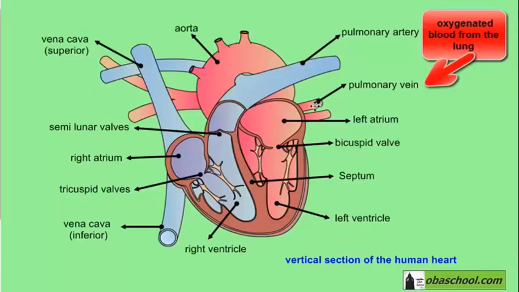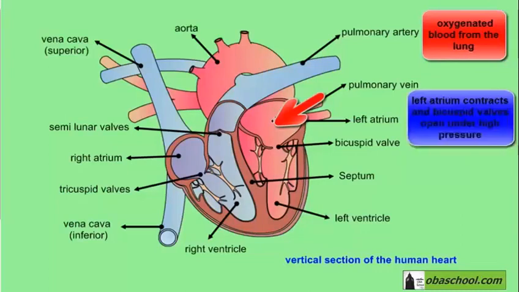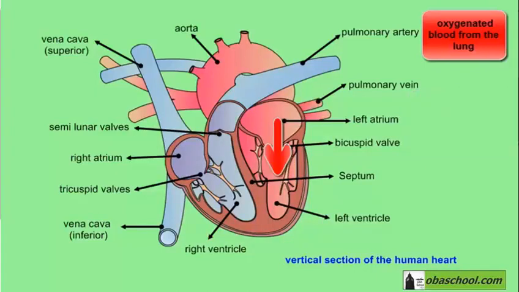So the pulmonary vein is going to carry oxygenated blood from the lung to the heart, which is specifically to the left atrium. Now oxygenated blood collects in the left atrium. The left atrium contracts to force the bicuspid valve to open under the pressure. Once the bicuspid valve opens due to the contraction of the left atrium, blood, oxygenated blood specifically, will now flow from the left atrium to the left ventricle.